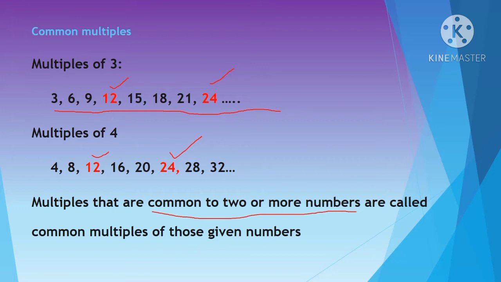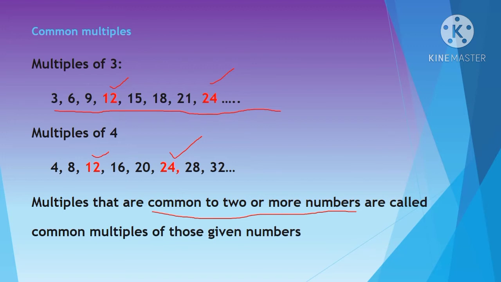Here they did not mention how many. Some questions will mention it, like write the first 3 multiples of 3, otherwise write any 10 multiples of 3. According to the question you write down the answer. Here they did not mention anything, just write the multiples of 3. So you can write till 10 and just put a dot for continuation. Okay, like this you can write it down.